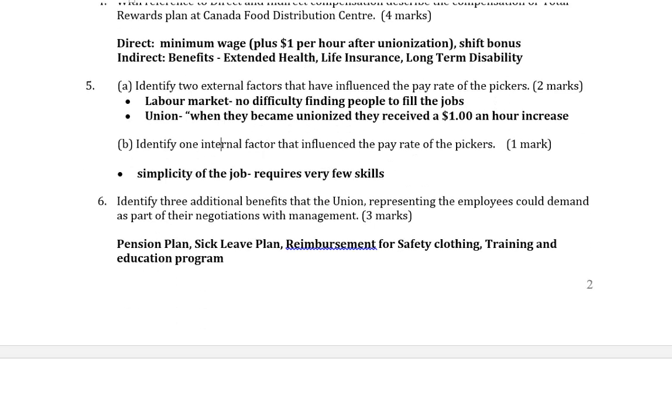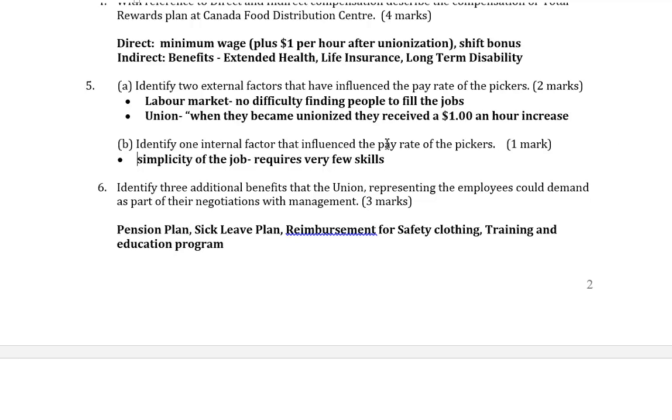What's one internal factor that influenced their pay rate? Well, it was the simplicity of the job. The job in and of itself was not a difficult job to do, and it didn't require a lot of skills. So when jobs are simple, more routinized, not a lot of skills required, you'll find those jobs tend to pay less.